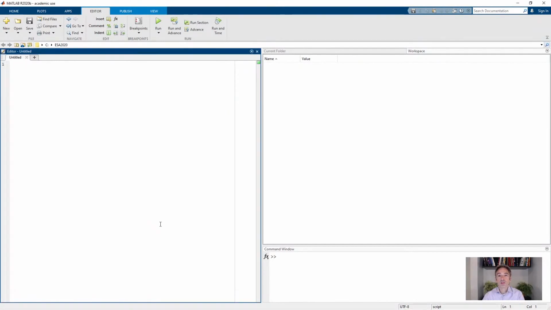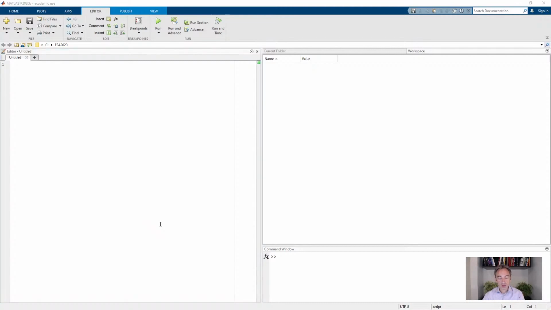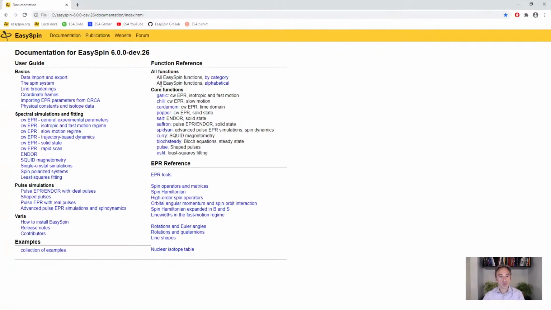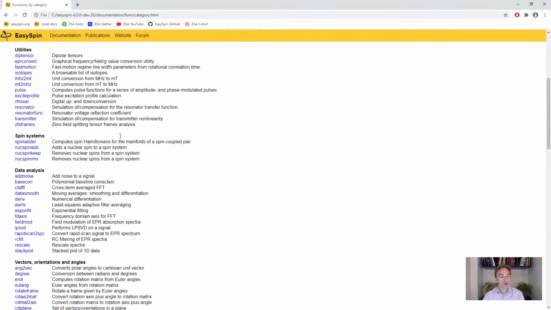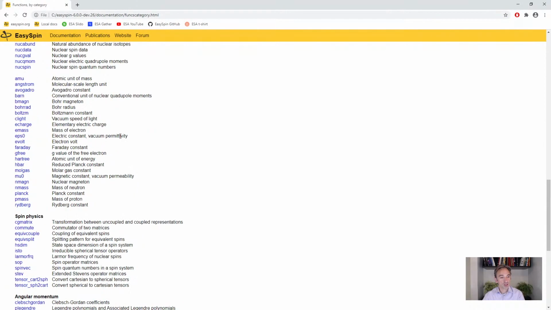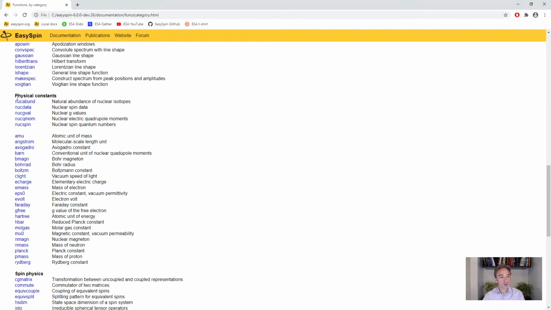The first thing I would like to point you to are the physical constants. If you go to the online help, an important section to always look at is the list of all functions by category. If you click on that, it'll show you a list of every single EasySpin function that's available. And one section is about physical constants.